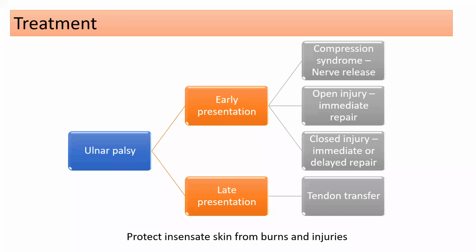If it is a closed injury, then you have to decide, depending upon the clinical situation, whether to go for immediate repair or a delayed repair. And if it is a late presentation, you'll have to do tendon transfer. Now, like the median nerve, where the sensation is on the palmar surface, in the ulnar nerve, again, it is on the palmar surface of the 4th and 5th finger. Therefore, again, you have to protect the skin from burns and injuries.